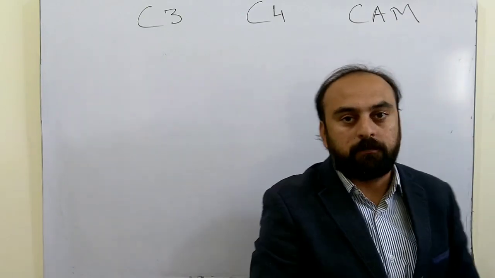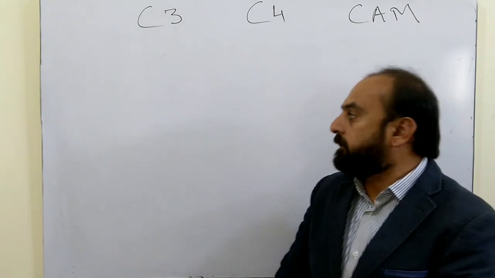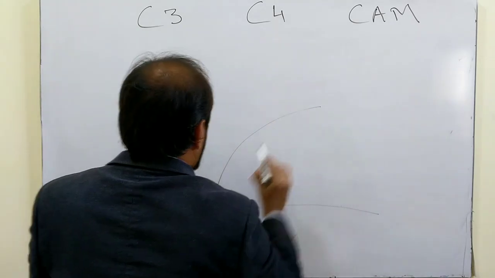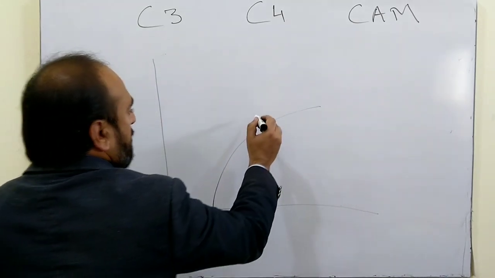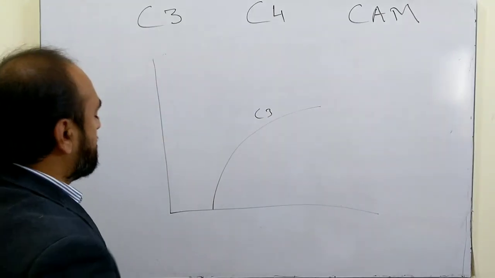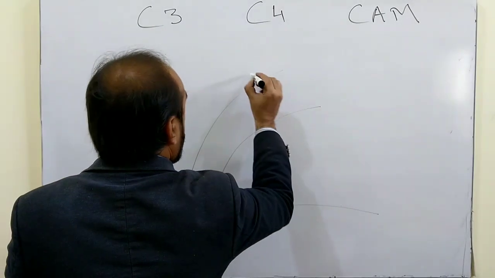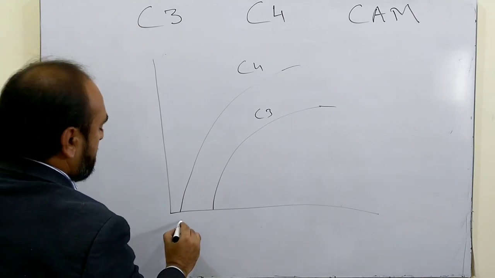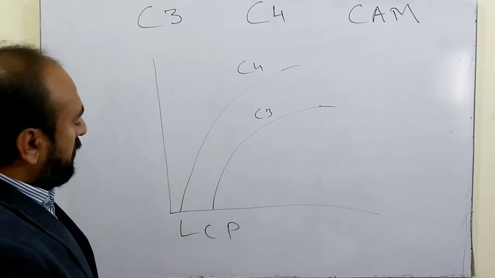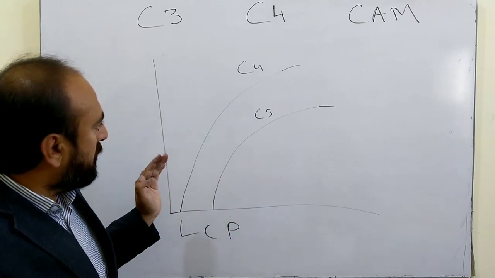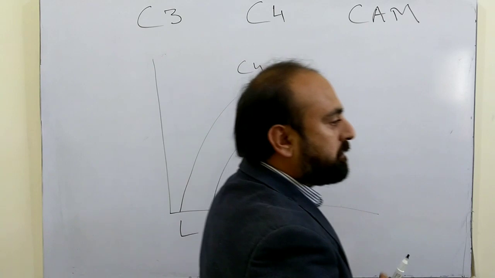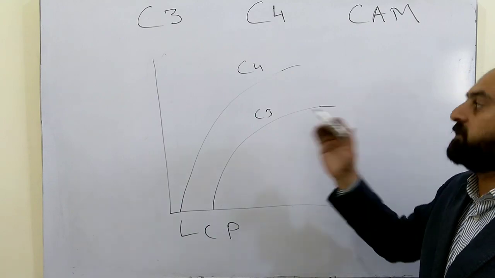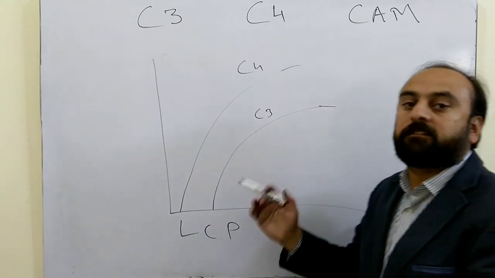If we talk about light compensation point, it is the light intensity at which the rate of photosynthesis equals the rate of respiration. So C3 plants have higher light compensation point, whereas C4 plants on the other hand have lower light compensation point, LCP. It means that under high light conditions, C4 plants have comparative advantage. They are rarely light saturated. They can better make use of excess light conditions.